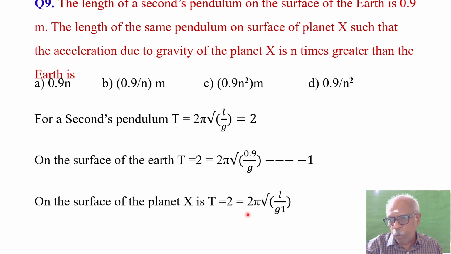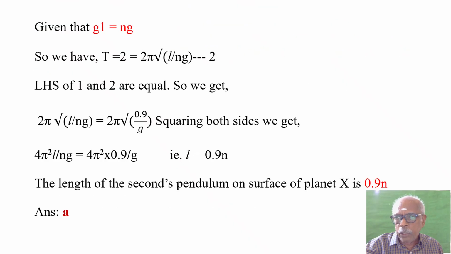That is equal to 2 pi into square root of L by g1. What is g1? Acceleration due to gravity on the planet X. What is L? The length of the second pendulum on the surface of the planet X. Now, given that g1 is n times greater than g, where g is the acceleration due to gravity on the surface of the earth, it is n g on the planet X. So for planet X, 2 is equal to 2 pi into square root of L by n g. Instead of g1, we substitute n g.